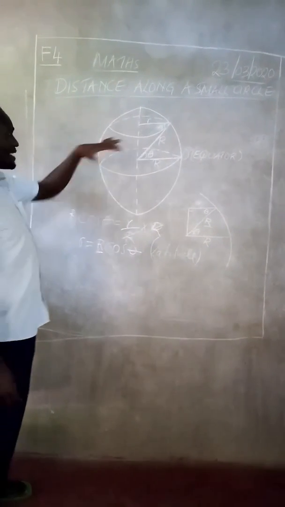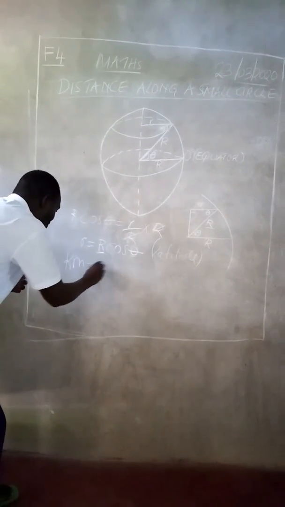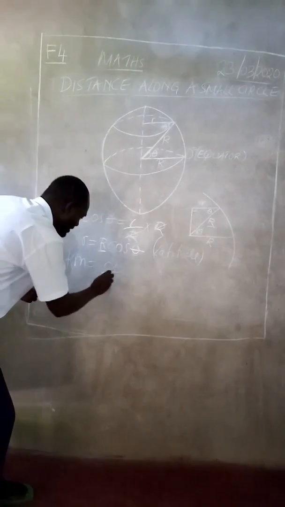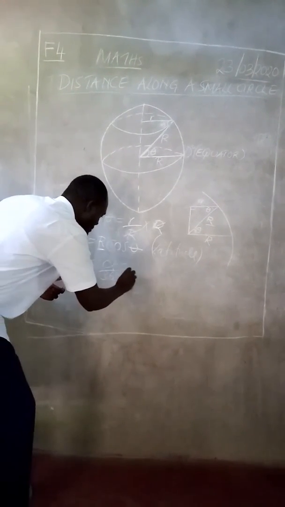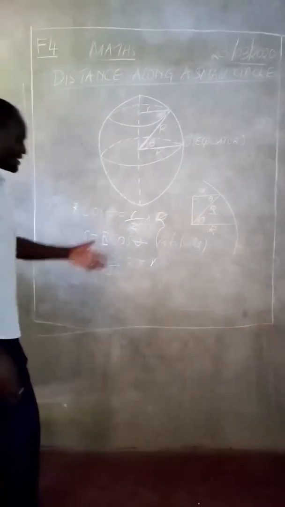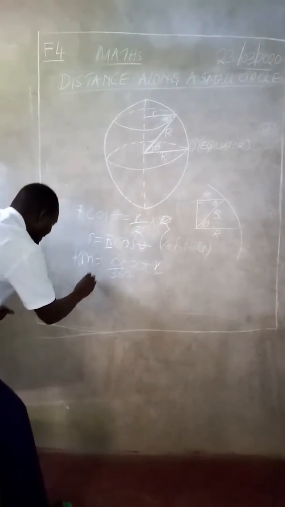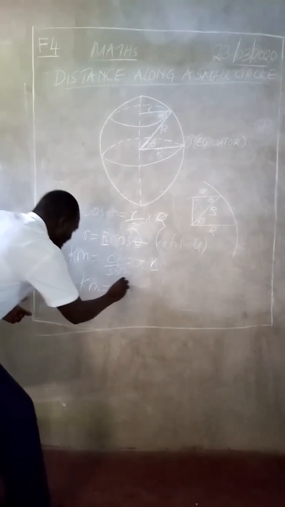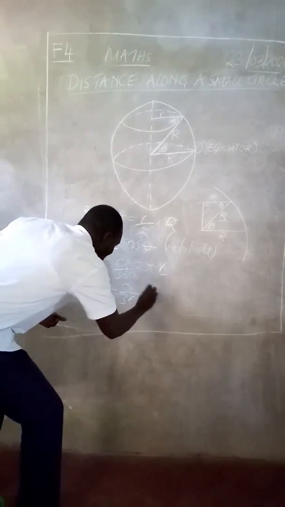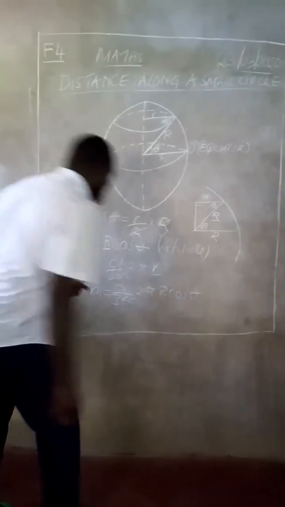So if we want to find distance along a small circle in kilometers, it will be alpha, the angle difference, over 360 multiplied by 2 pi r, where r is the small r. But we know r is equal to R cos theta. So in kilometers, we shall say alpha over 360 times 2 pi R cos theta. That one is in kilometers.